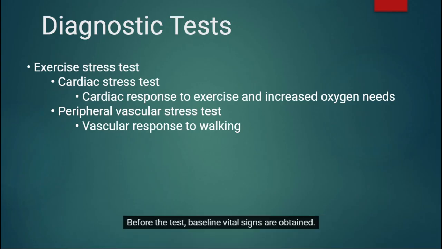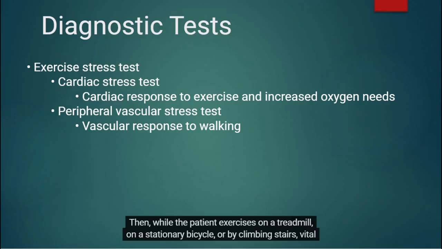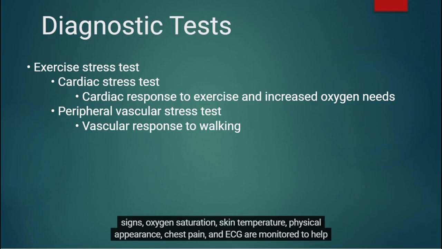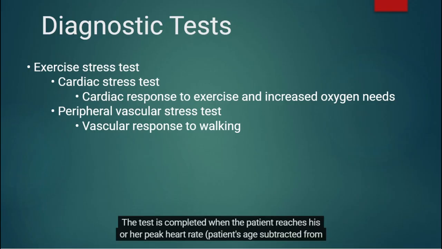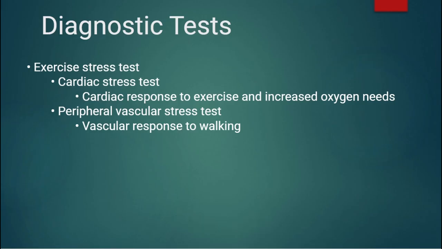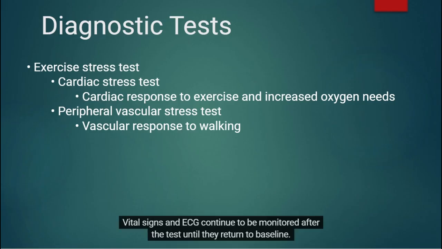Before the test, baseline vital signs are obtained. Then, while the patient exercises on a treadmill, on a stationary bicycle, or by climbing stairs, vital signs, oxygen saturation, skin temperature, physical appearance, chest pain, and ECG are monitored to help ensure patient safety. The test is completed when the patient reaches his or her peak heart rate, patient's age subtracted from 220, experiences chest pain or other symptoms, is unable to exercise further, or develops abnormal vital sign or ECG changes. Vital signs and ECG continue to be monitored after the test until they return to baseline.